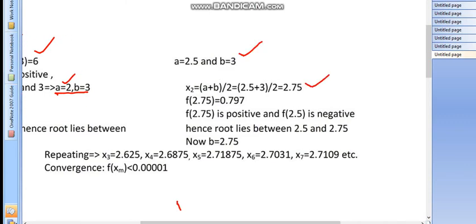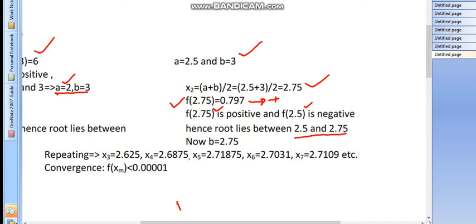Again, you calculate the midpoint. So, x2 will be equal to a plus b by 2, which is 2.5 plus 3 by 2, which will give you 2.75. Now, what is the f of 2.75 that you have to calculate? f of 2.75 will give you 0.797. So, this is a positive quantity. So, when it is positive, you have f of 2.5 as negative and f of 2.75 as positive.